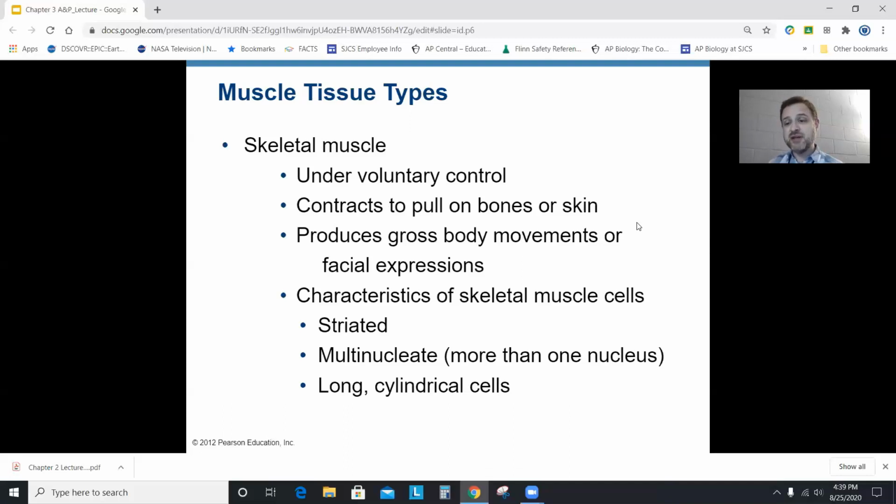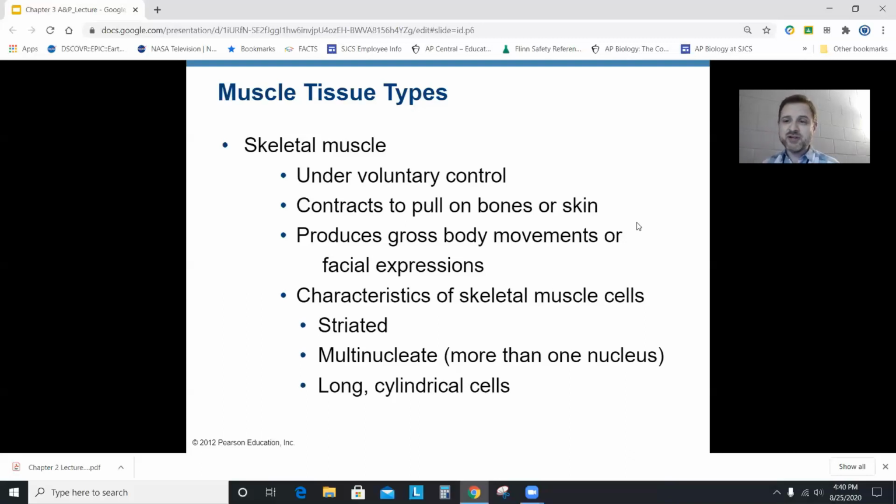Now, sometimes you can get reflexes, you can get like twitches, which are involuntary, but because I can control skeletal muscles, we call them voluntary. Contracting them moves your bones or your skin. Facial movements, gross body movements. The characteristics of skeletal muscles, so they're striated, which means they have stripes. I'll show you a picture in a minute.